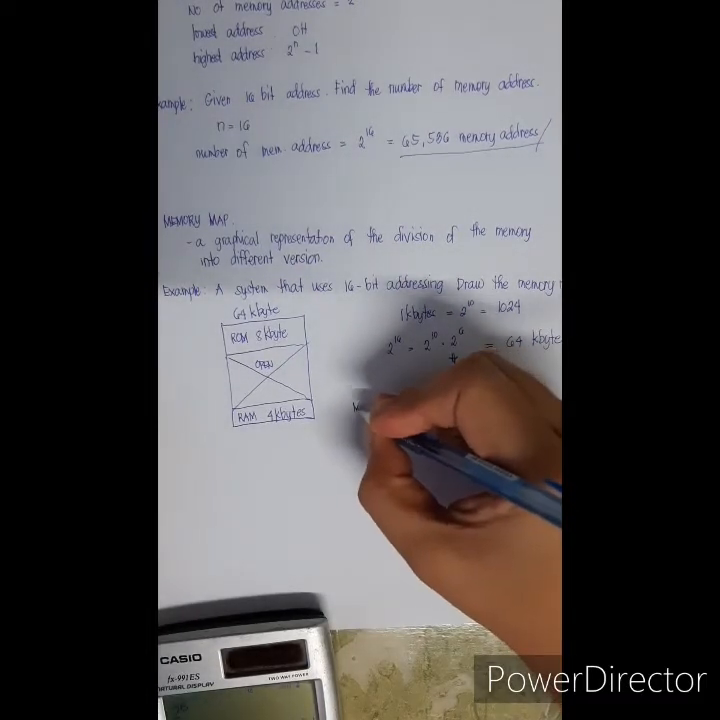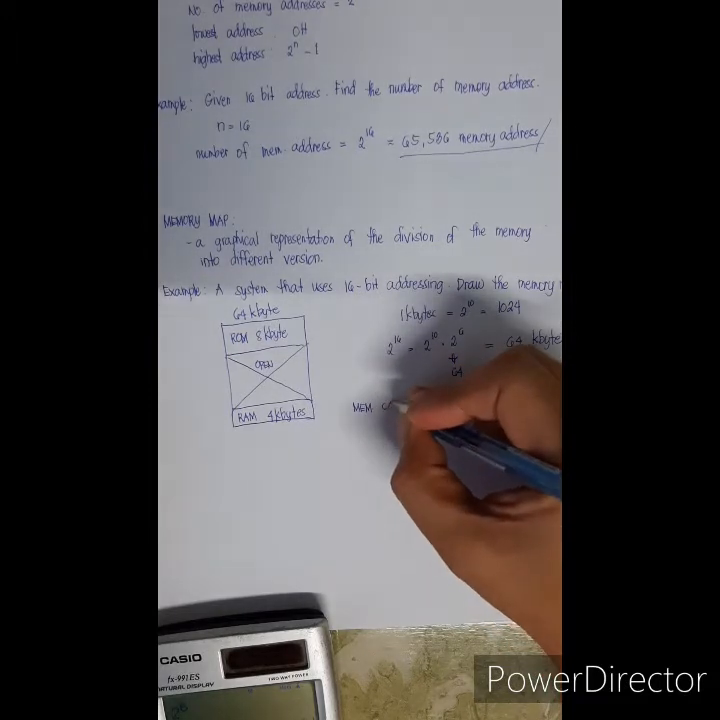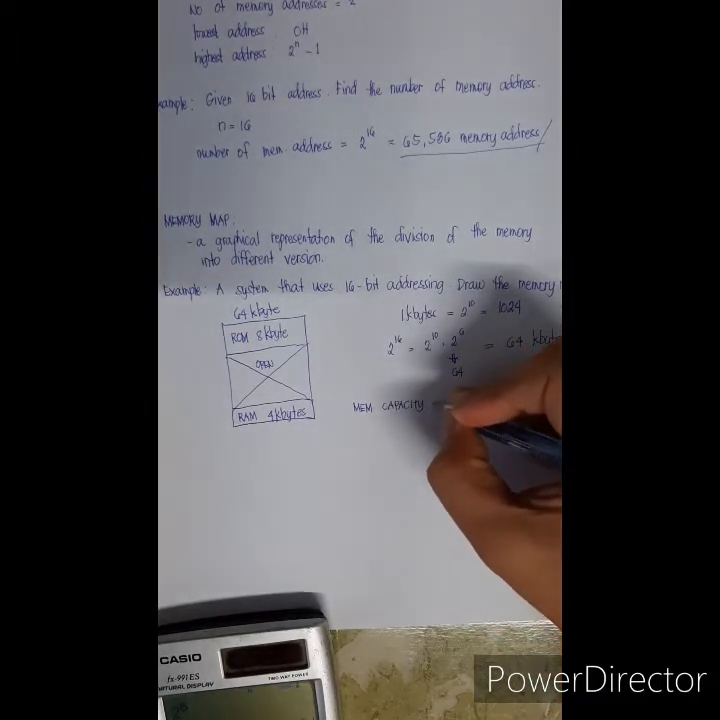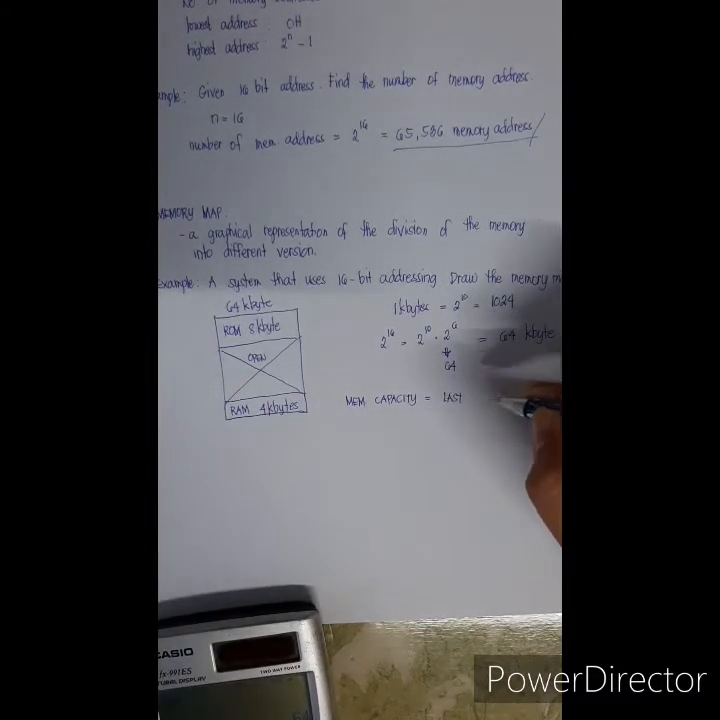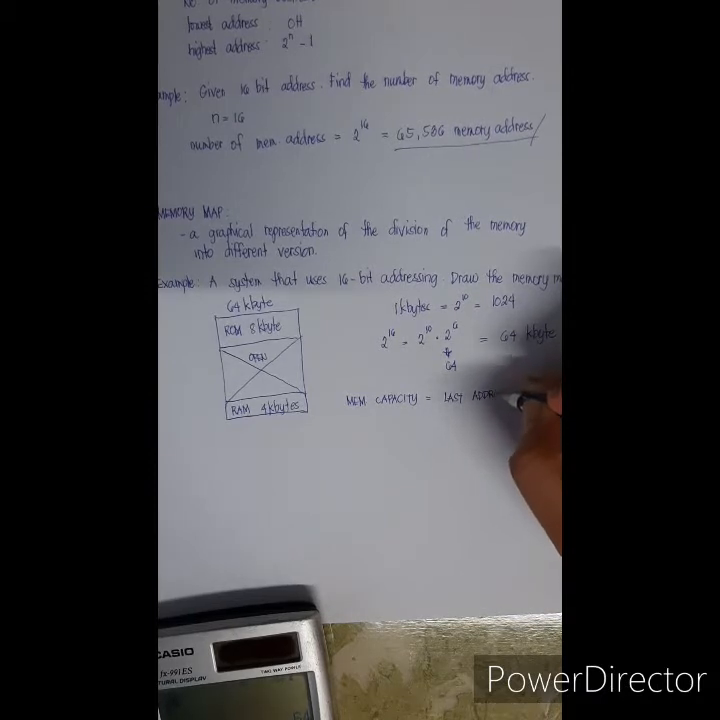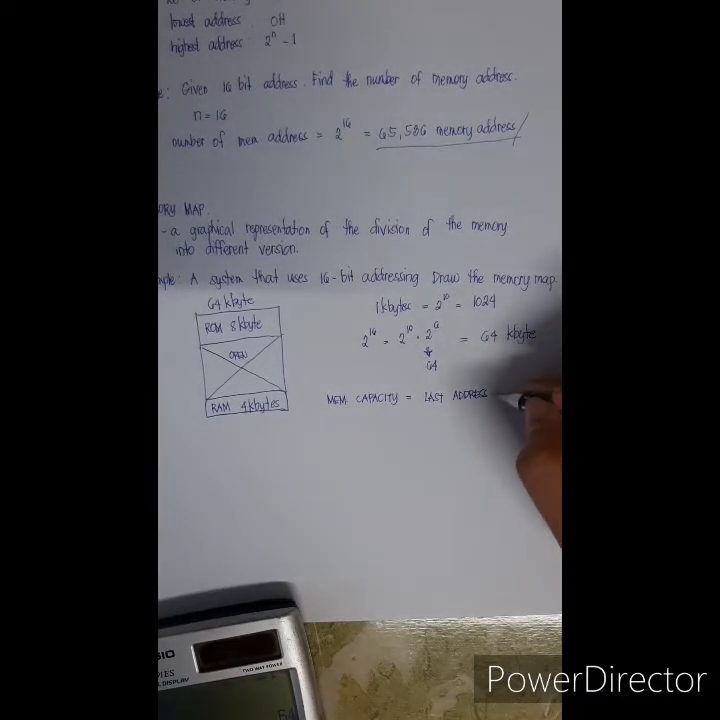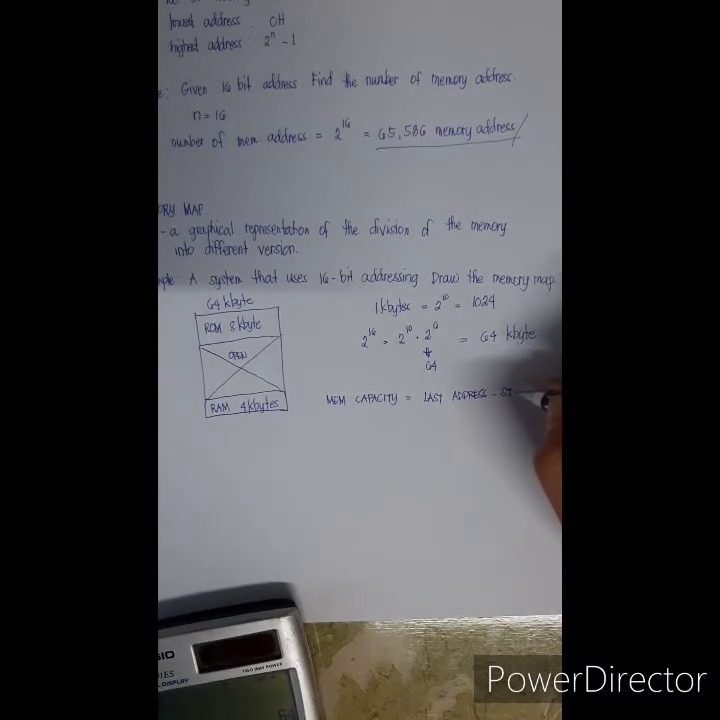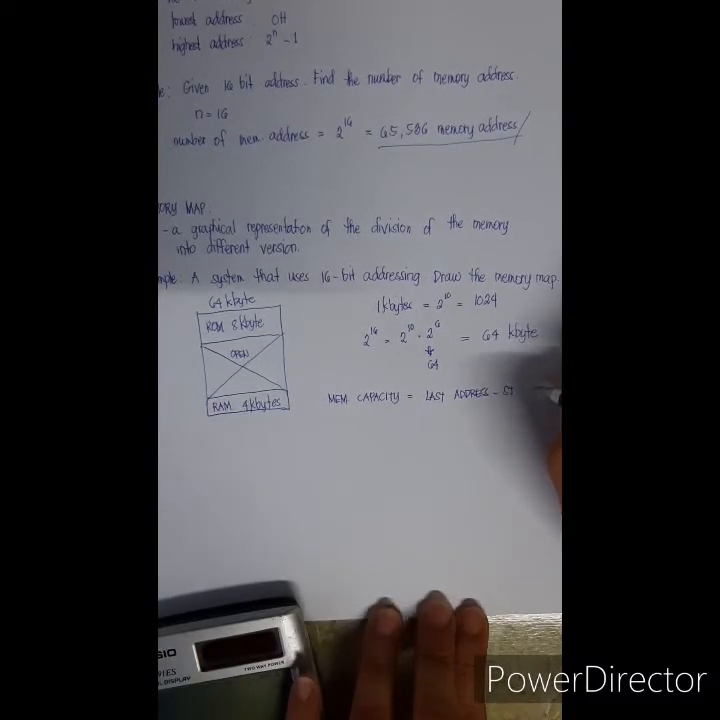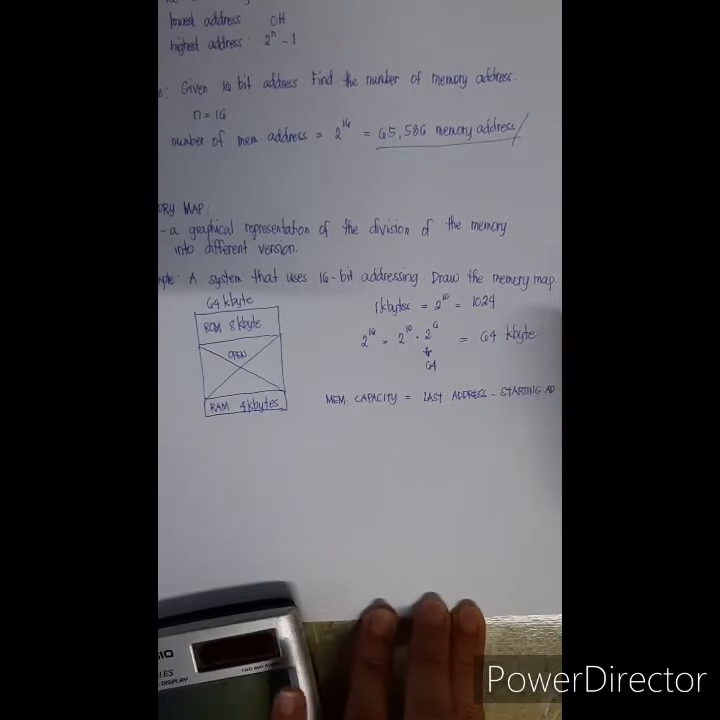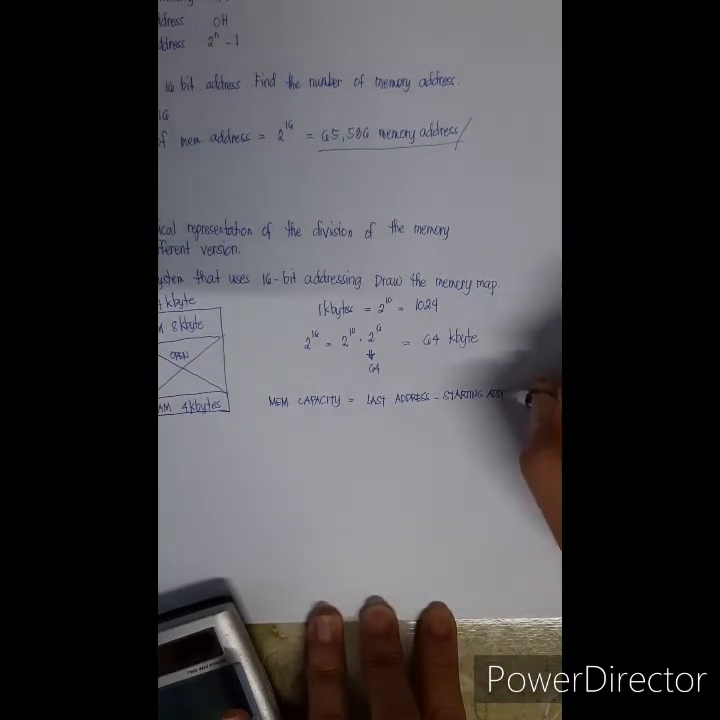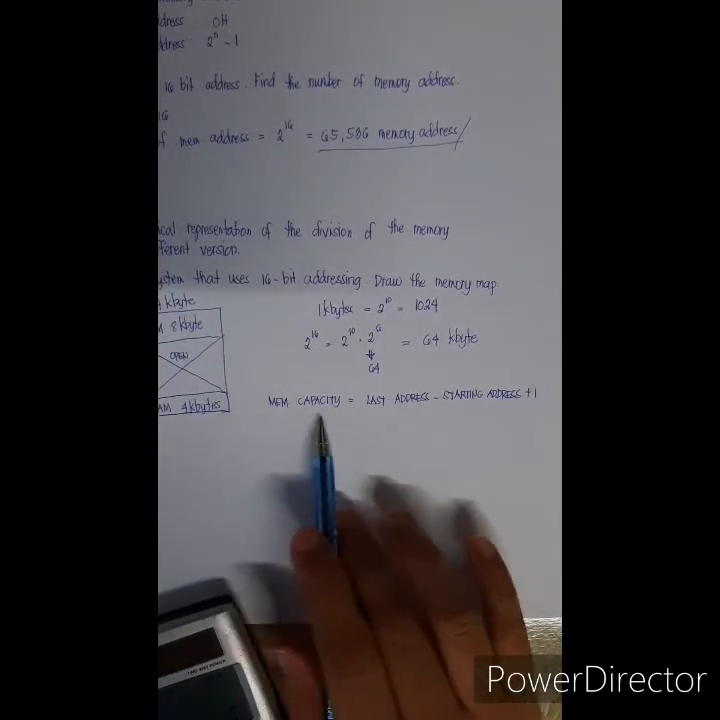So, the memory capacity is equivalent to the last address minus the starting address plus 1. So, what is our memory capacity?